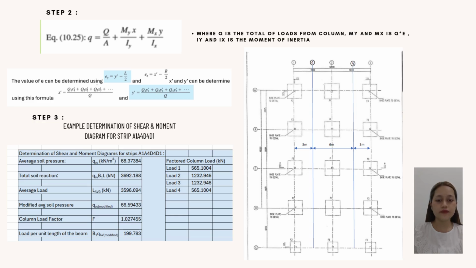Next, the value of E can be determined using the formula Ey equal to y prime minus L over 2, and Ex equal to x prime minus B over 2. X prime and y prime can be determined using these formulas. X prime equal to q1 x1 prime plus q2 x2 prime plus q3 x3 prime over Q. For y prime, we can use the formula y prime equal to q1 y1 prime plus q2 y2 prime plus q3 y3 prime over Q.